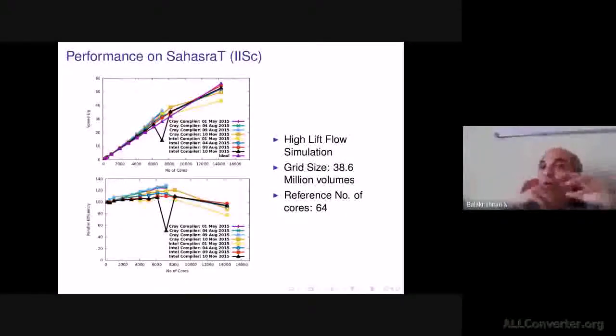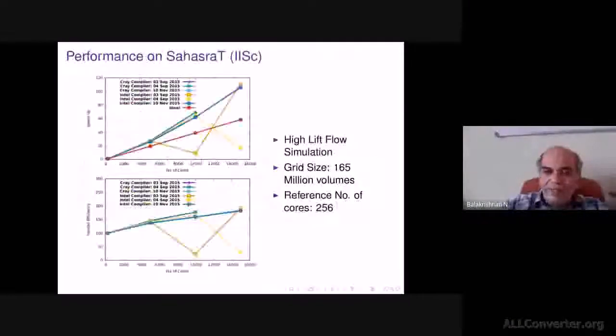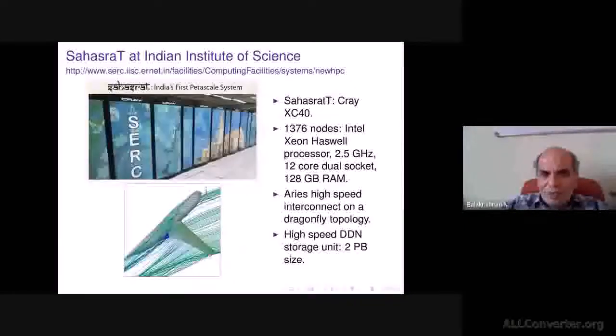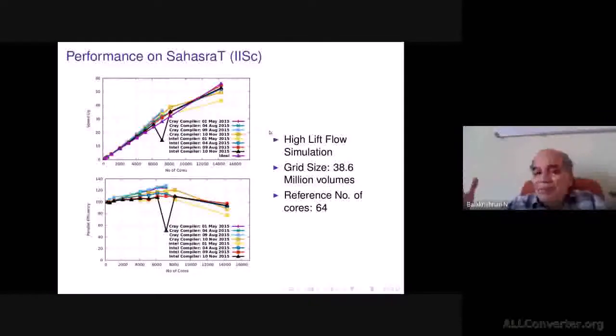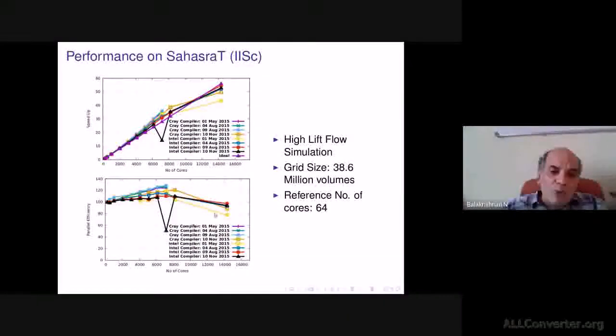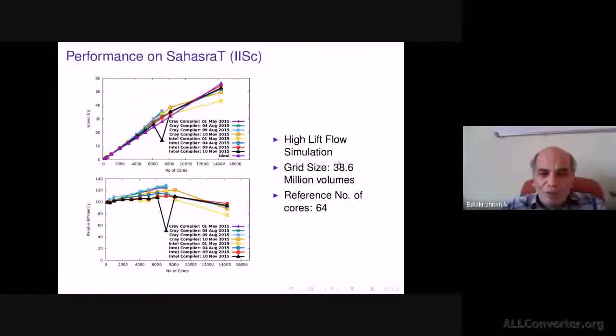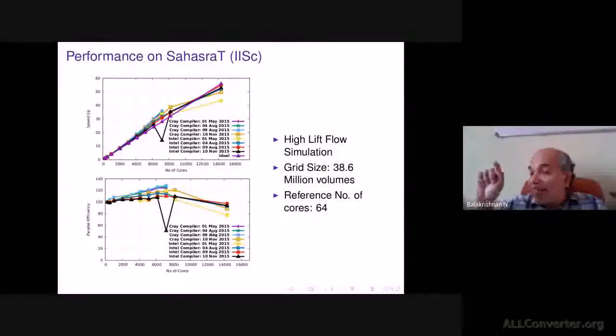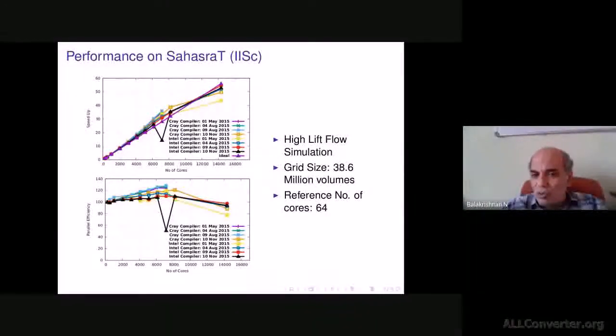Okay, so this is how the C count works. For example, when I talked about the C count, we talk about the minimum number of cells. Now, let's go here to this graph. We are talking about 85% parallel efficiency. Okay, so essentially we have about 40 million volumes. So you divide the 40 million volumes by about 14,000 cores, because that's what is giving you that 85% efficiency. Okay, 14,000 cores, right?